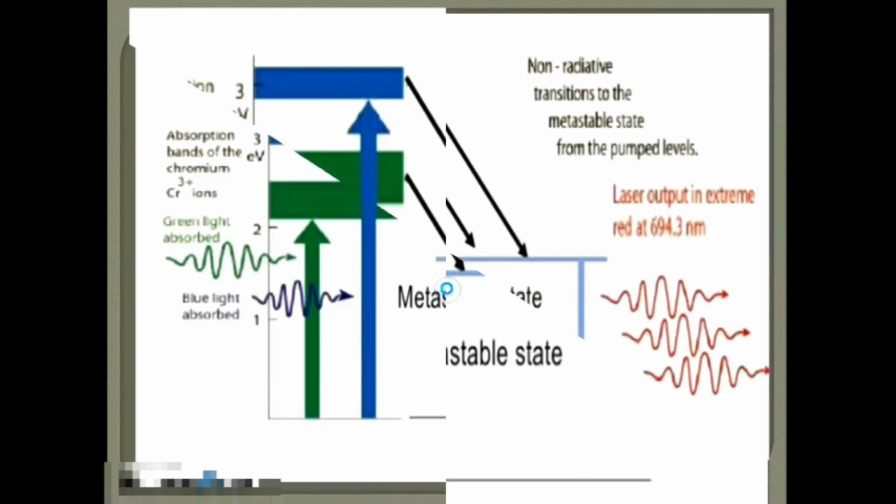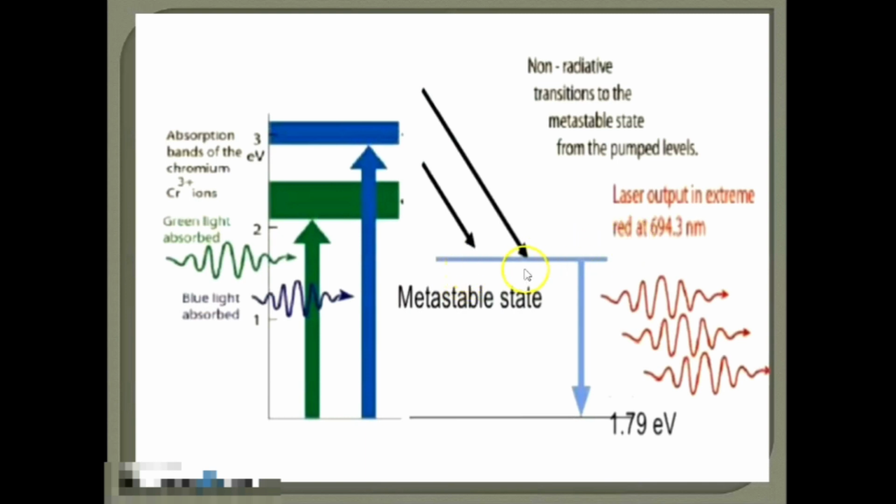After that, these chromium ions jump from the metastable level to the original or normal level, and the energy difference between these two energy levels is 1.79 electron volt. If we calculate the wavelength by the formula E equals hc upon lambda, we can calculate the wavelength of these emitted photons, and if we calculate, it is 694.3 nanometer or 6943 angstrom.